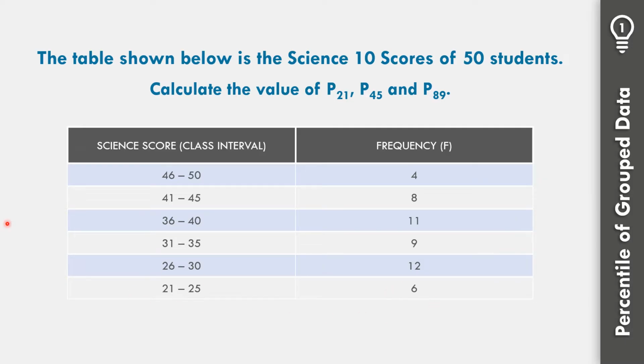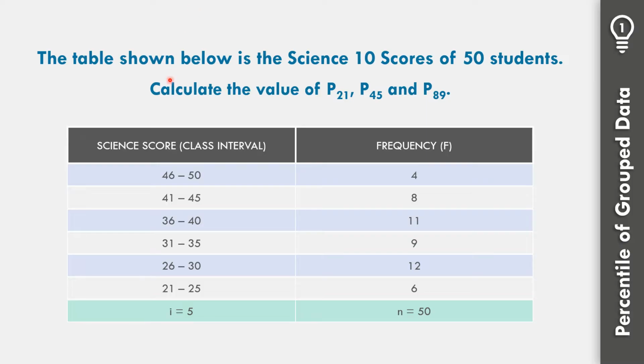Let us find the class interval. The class interval is equal to 5. If you subtract 30 minus 26, that is 4, plus 1, the answer is 5. If you count 21, 22, 23, 24, 25, the interval is equal to 5. How about the frequency? We add 4 plus 8 plus 11 plus 9 plus 12 plus 6. The answer for n is 50, the total frequency.